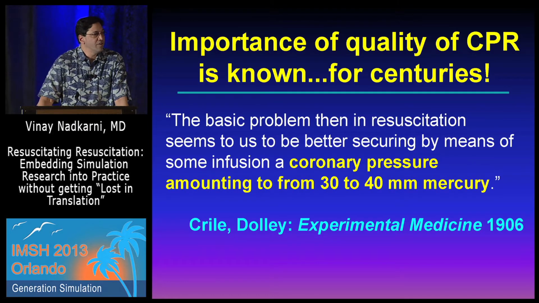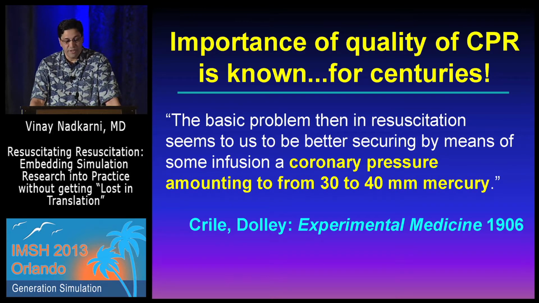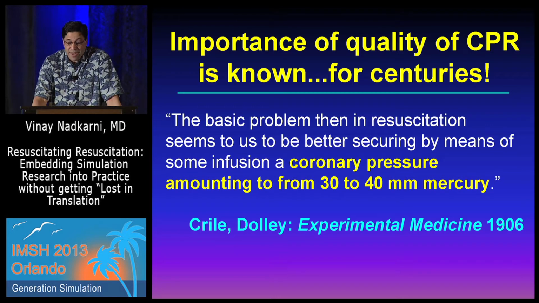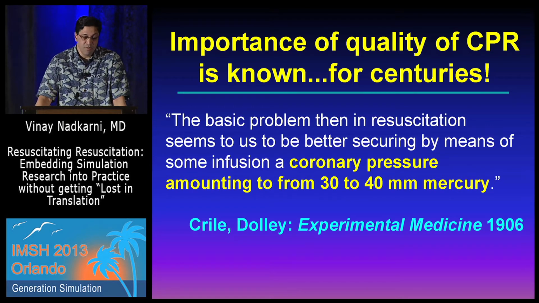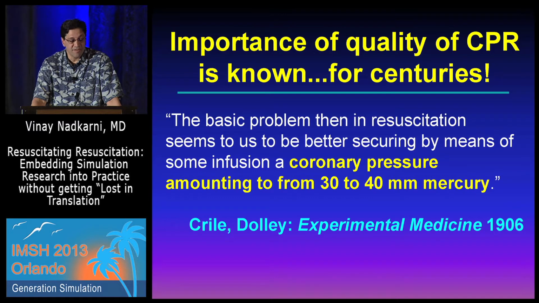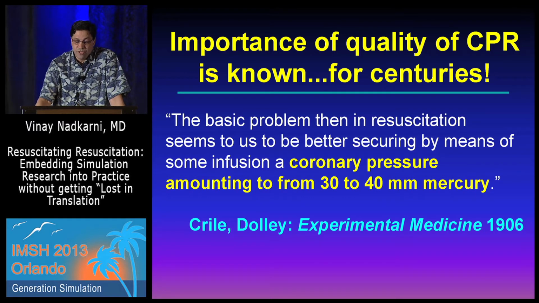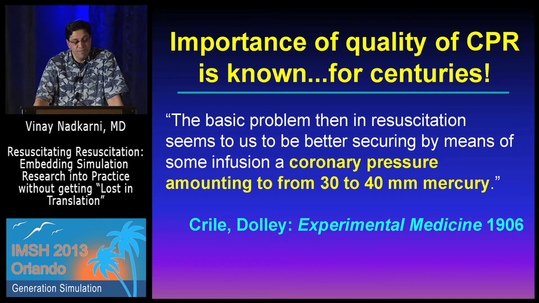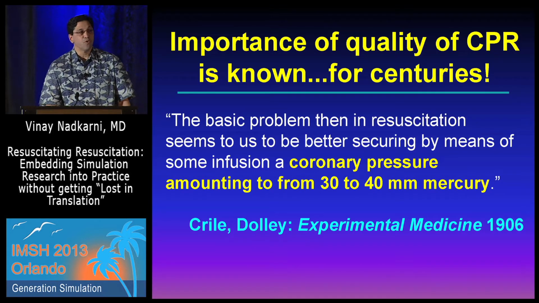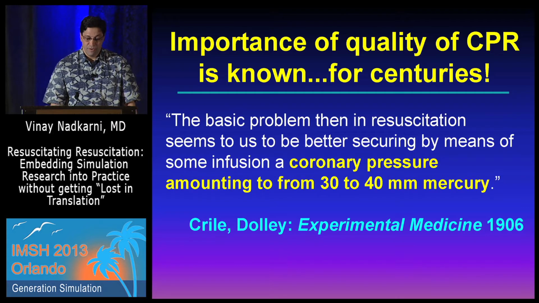For many, many years, here in 1906, Crile and Dolley knew that the basic problem in resuscitation was to better secure, by means of some infusion, in that case epinephrine, a coronary perfusion amounting to from 30 to 40 millimeters of mercury. This was more than 100 years ago.